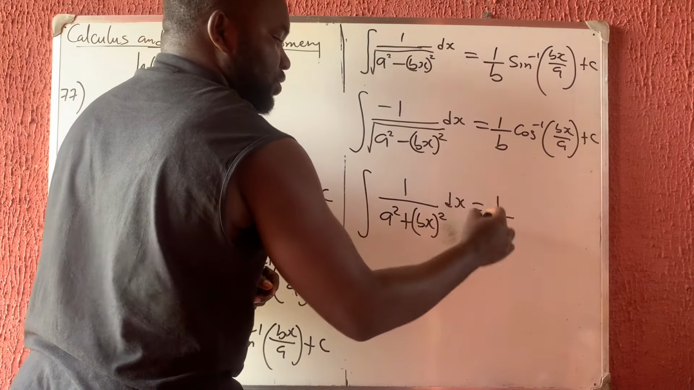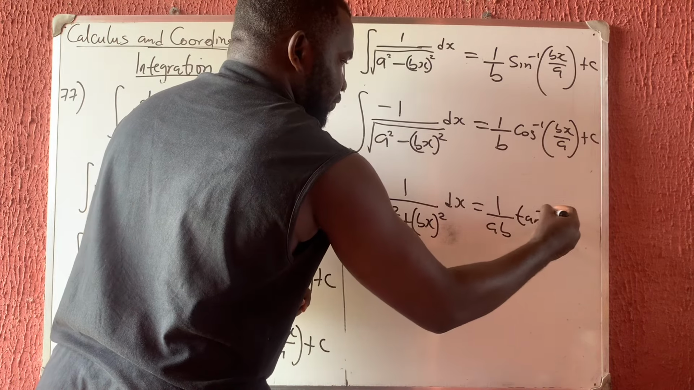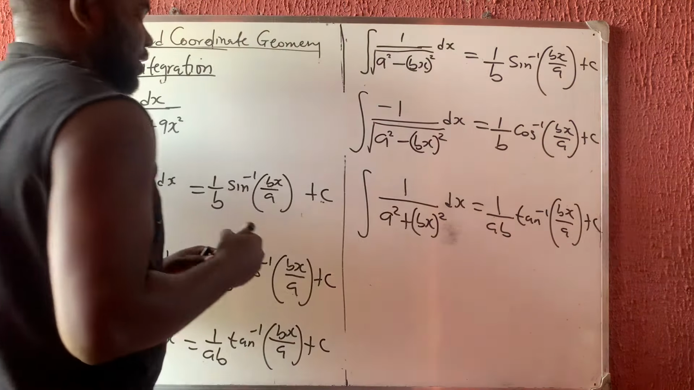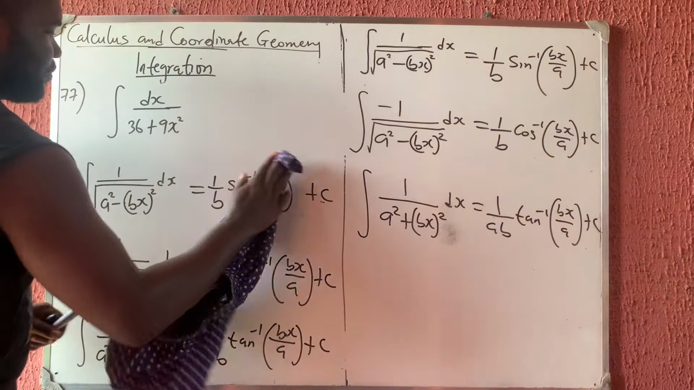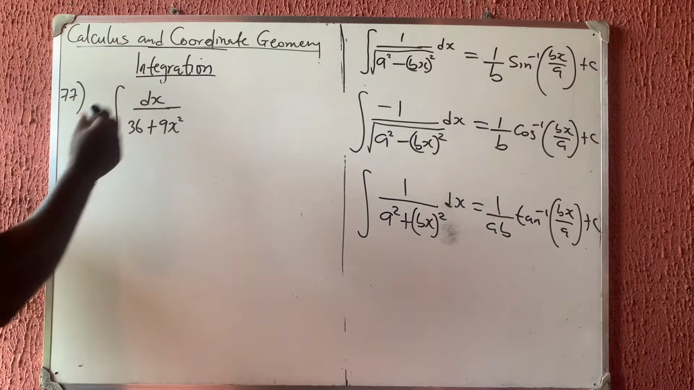1 over, instead of b, say 1 over ab, two of them. Then you have the same tan inverse of bx over a, then plus a constant. Why am I teaching you this? It's because of this particular question. Now watch. Do you believe me?